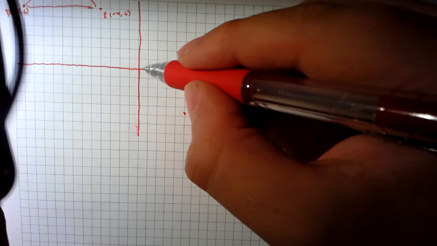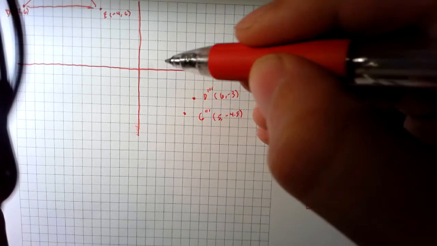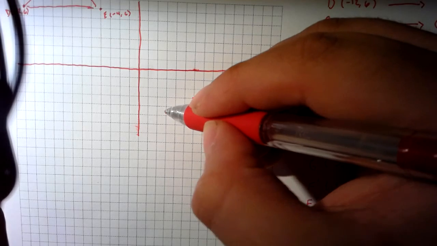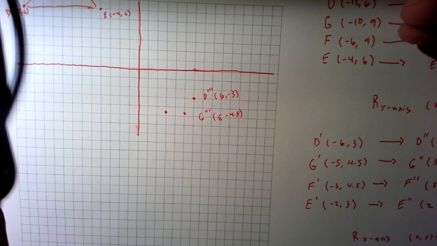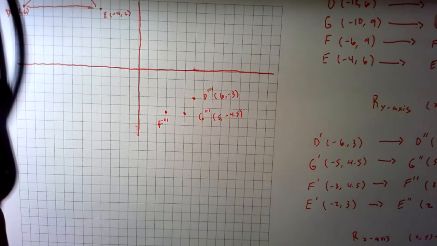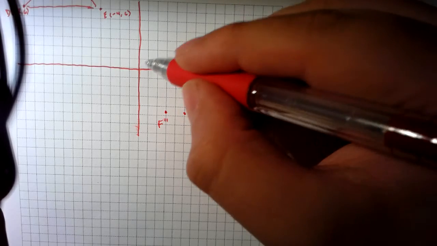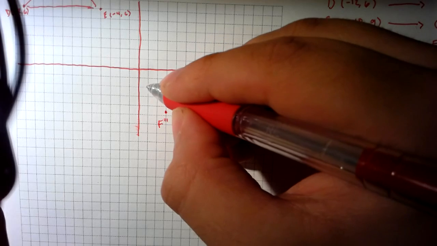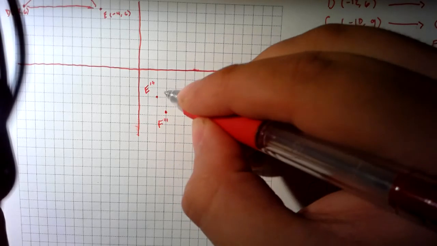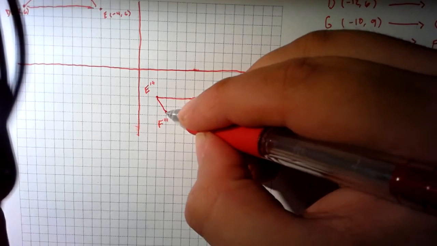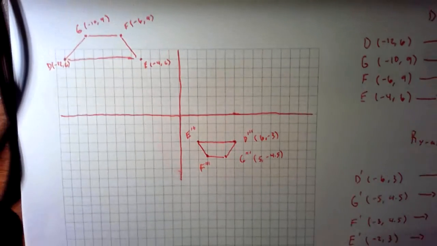Alright, now this kind of looks like a mess here, but hold on. 1, 2, 3. Negative 4.5, somewhere right here. Okay. And that's F triple prime. And then E triple prime is at 2, negative 3. 1, 2. Like that. Okay, very nice. Alright, so that's how our trapezoid looks at the end.